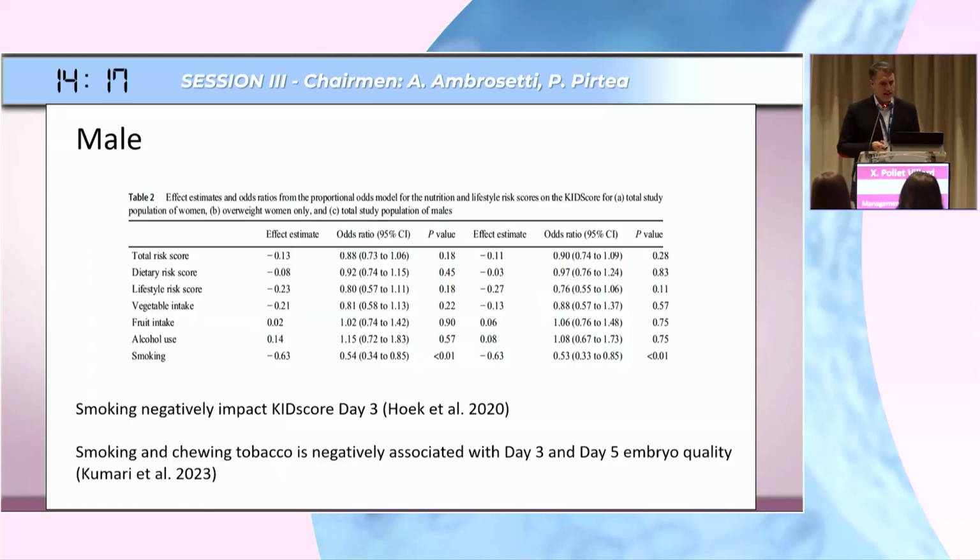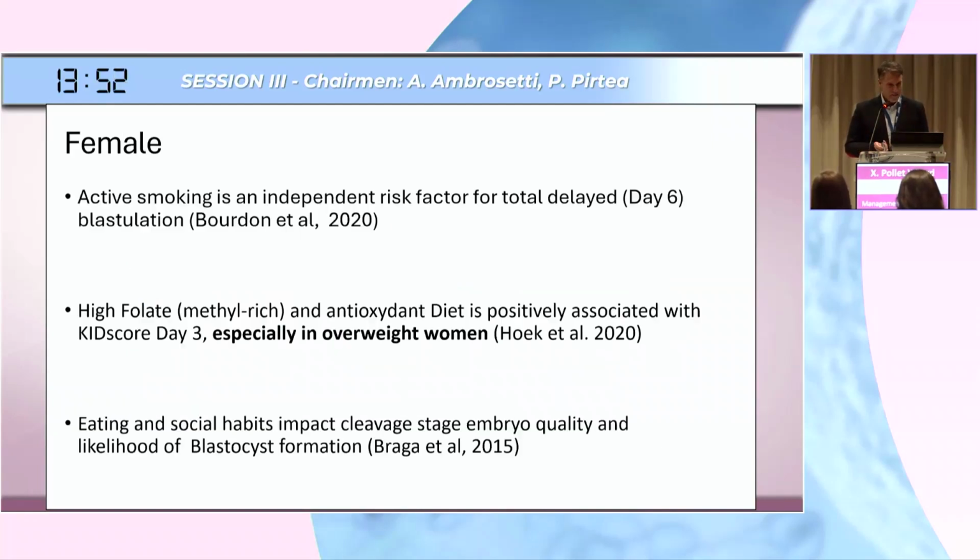So in the male, it has been shown that smoking negatively impacts KIT score at day 3 in one study from Oak in 2020. But also, smoking and chewing tobacco is negatively associated with day 3, but also day 5 embryo quality. So it's a good idea, even if there is no clear evidence, to explain to the male patient in that case that they have to quit smoking.